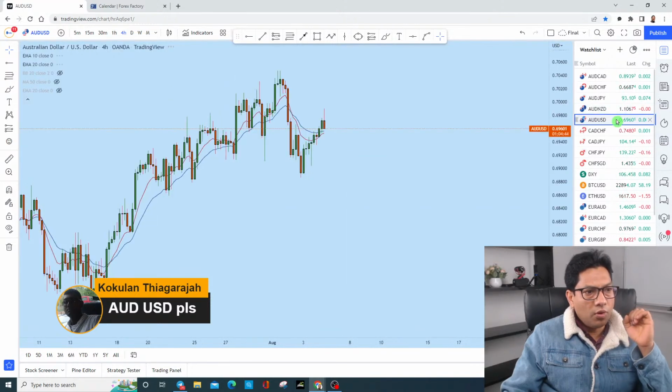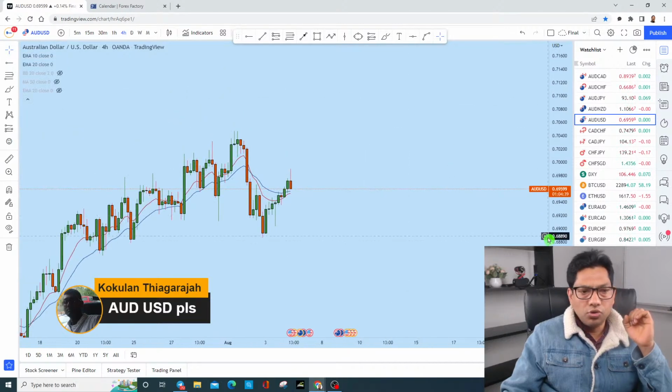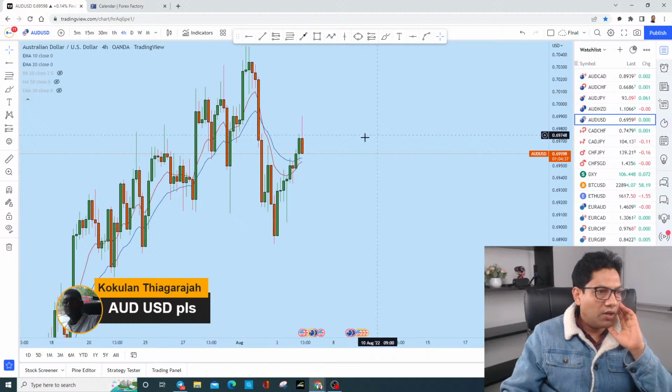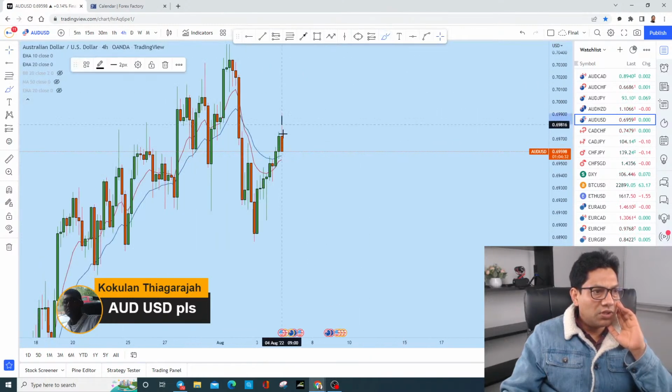Okay, so Aussie dollar, like all the dollar pairs, we see that there is a rejection from the top. It's a very strong rejection to the downside. You can see that.